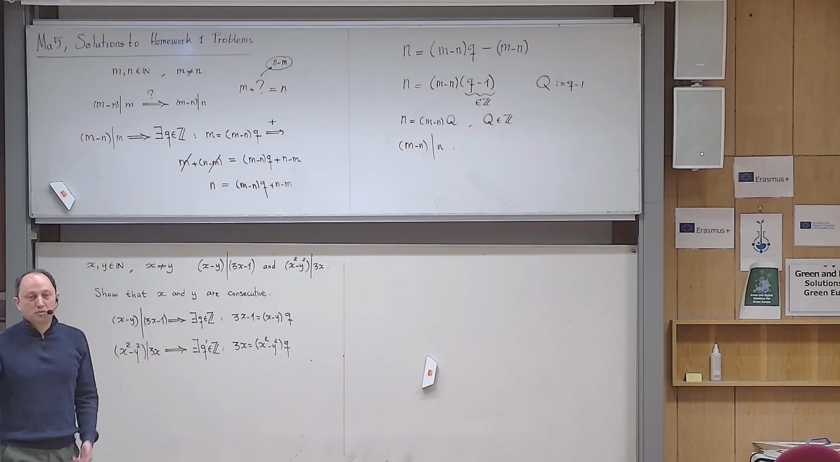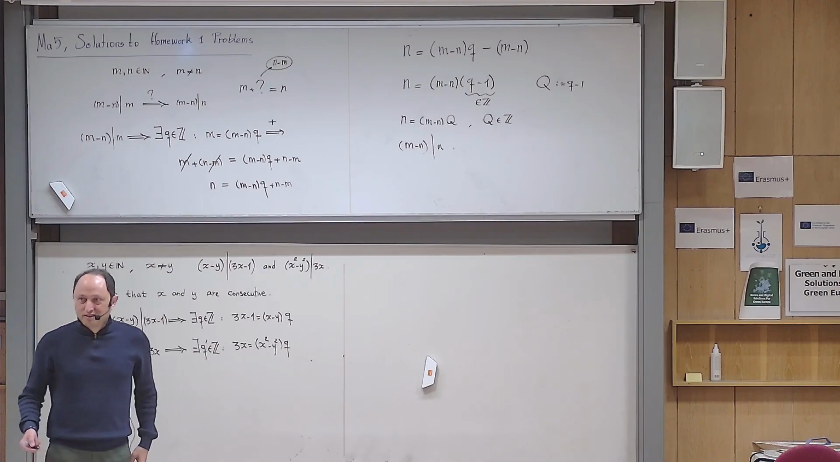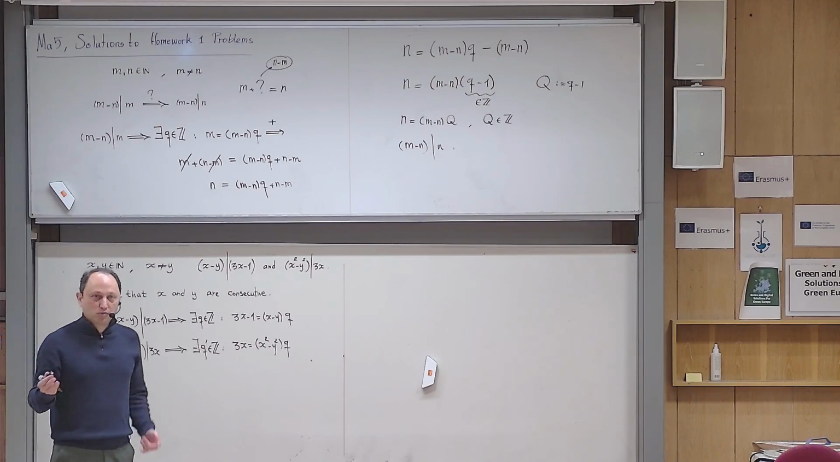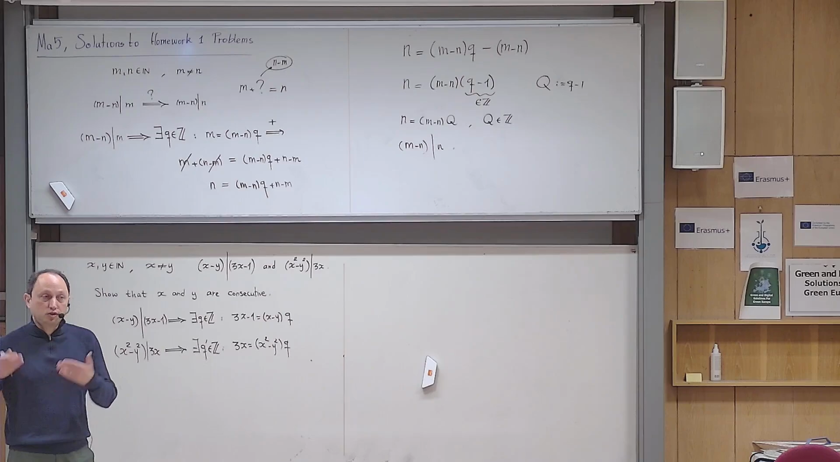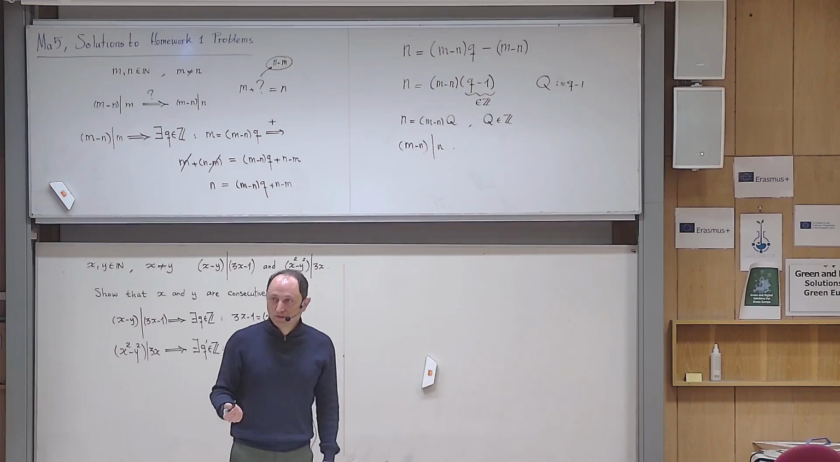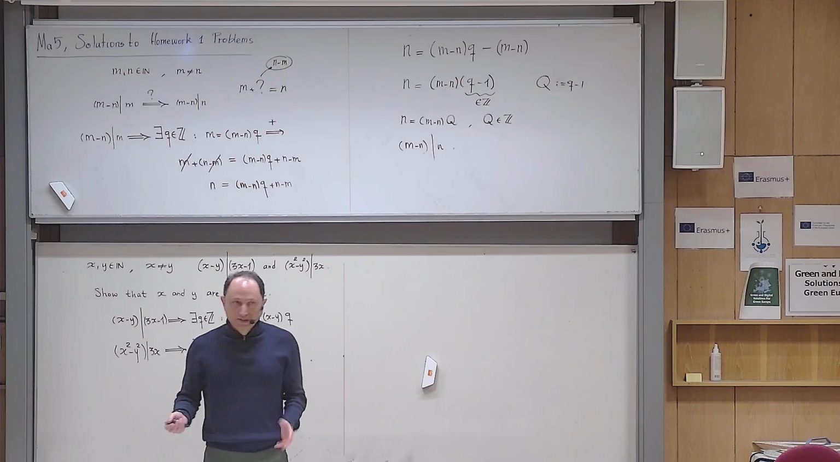For example, are you interested in the product of x and y? No. Are you interested in the sum of x and y? No. What combination of x and y matters to you more than the other combinations if you want to prove two natural numbers are consecutive? Which combination? X minus y, the difference.